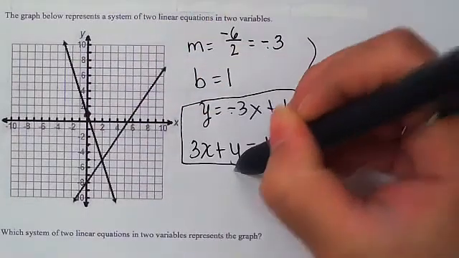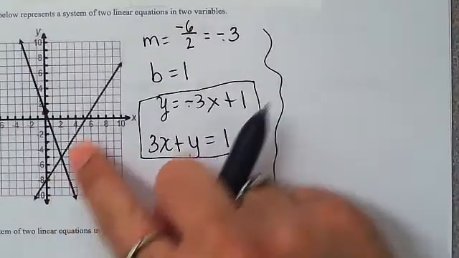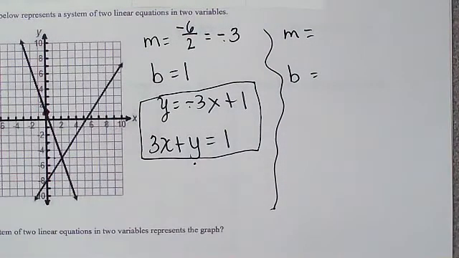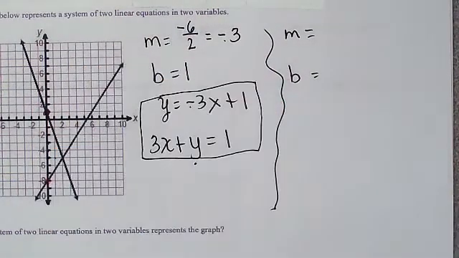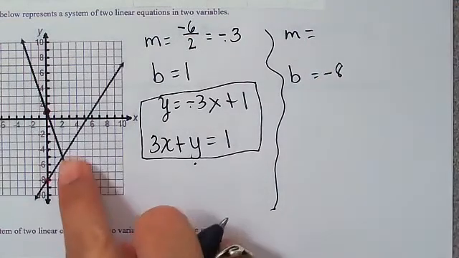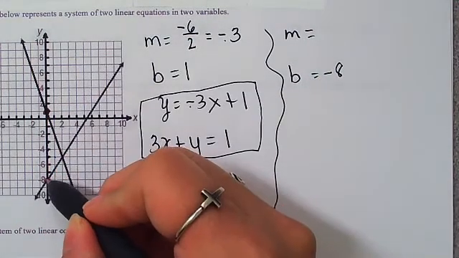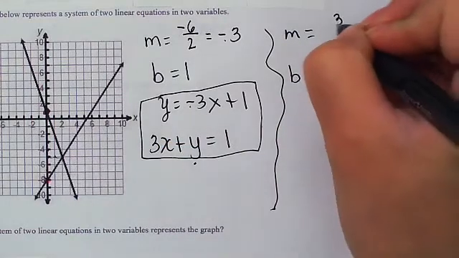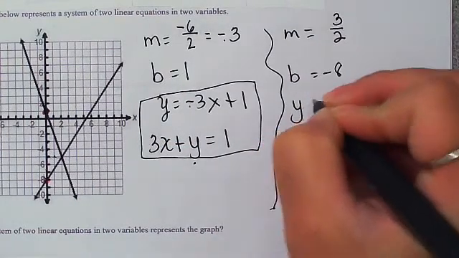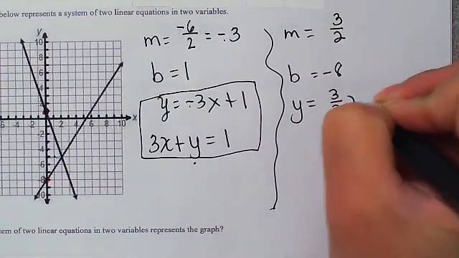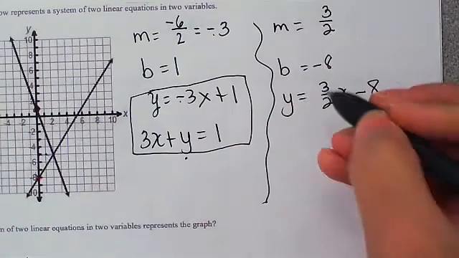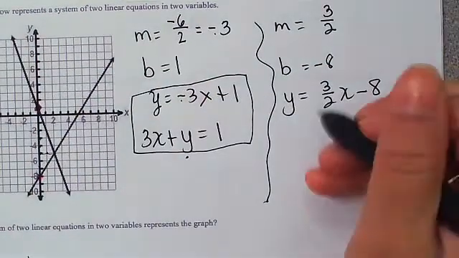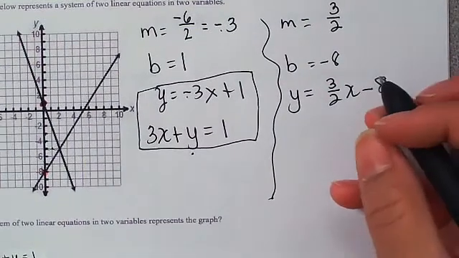All right, thanks. All right, so this was the equation of this line in slope-intercept and in standard form. So now let's go to this line. Same thing. The y-intercept is actually negative 8 down here. And the slope, I'm going to use the point of intersection. So I'm going to go 1, 2, 3 over 2. So it's 3 over 2. So it would be y equals 3/2 x minus 8. That would be the equation of this line in slope-intercept form.